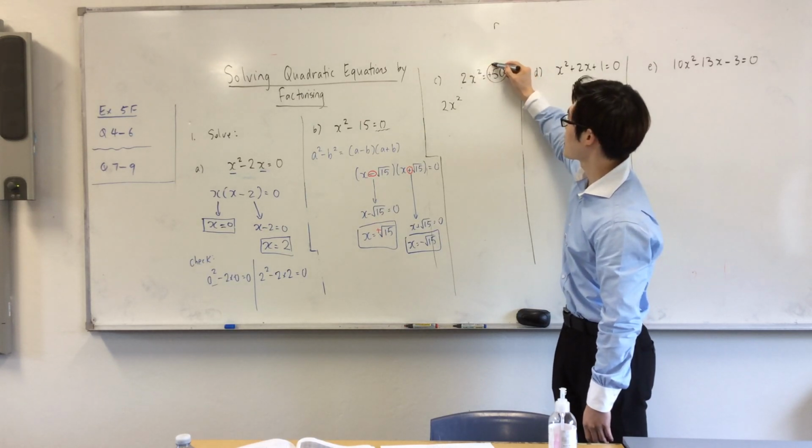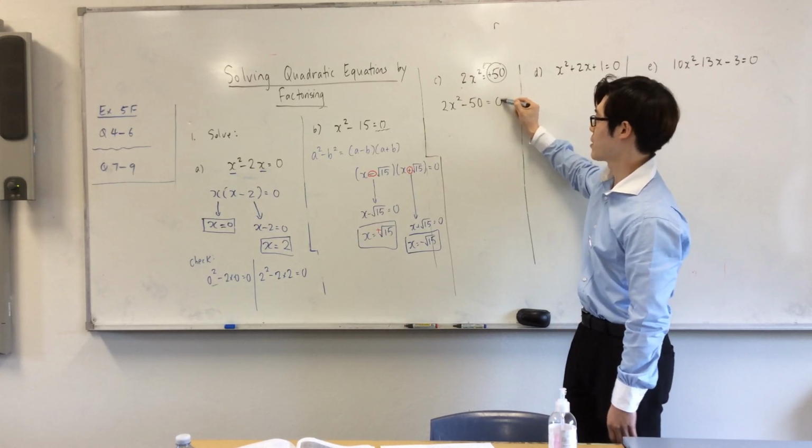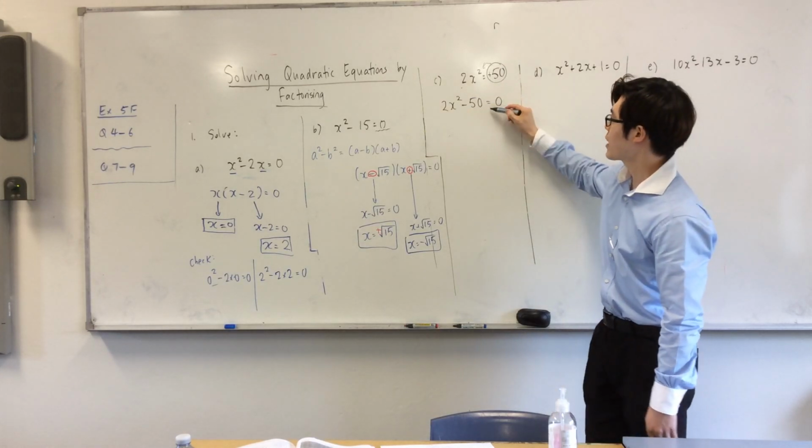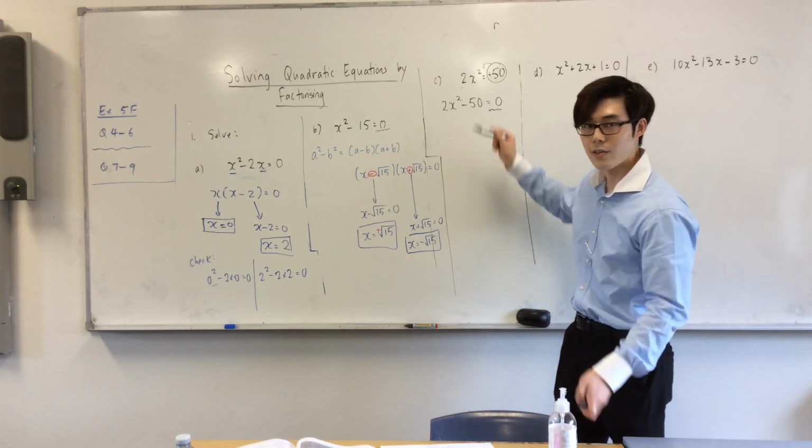Now that's a plus 50 right now, so if we bring it to the other side, it becomes minus 50, and that is equal to 0. So that's the first step that you want to do, make it equal to 0. And then do the same thing as what we've been doing here, factorize that.